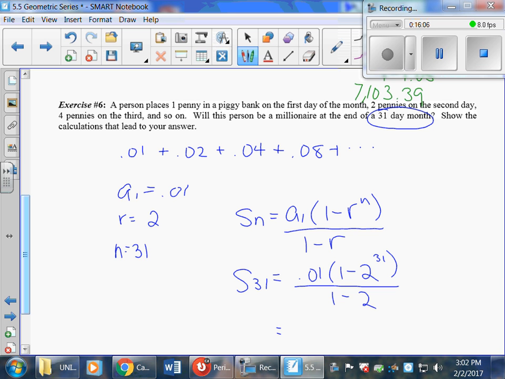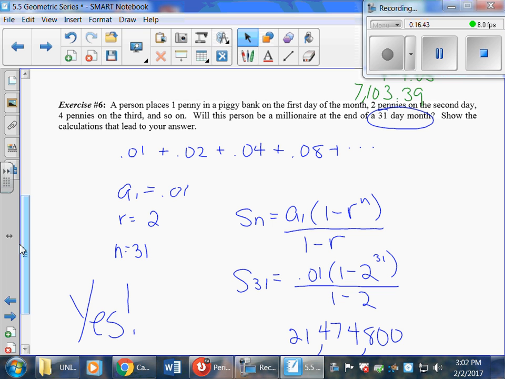And you put this whole thing into your calculator and you get this beautiful number, 21,474,800. I put my comma in the wrong spot. So it's 1, 2, 3, comma, 1, 2, 3, comma. So it's 21,474,800. So make sure you answer the question, will this person be a millionaire? And you're going to say, yes. And here you're also going to take a minute and explain, yes, he will be, because after 31 days, he'll have over $21 million.